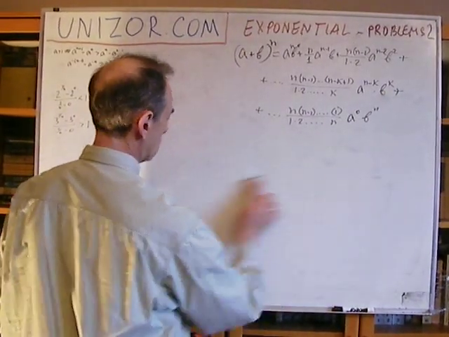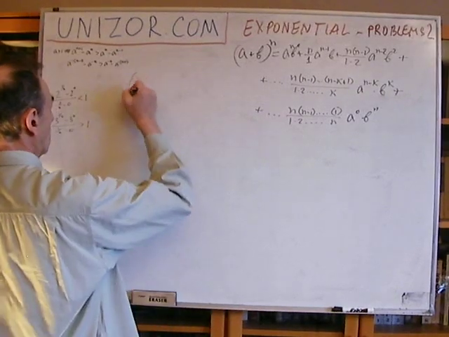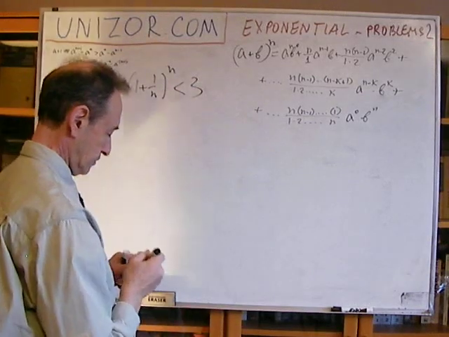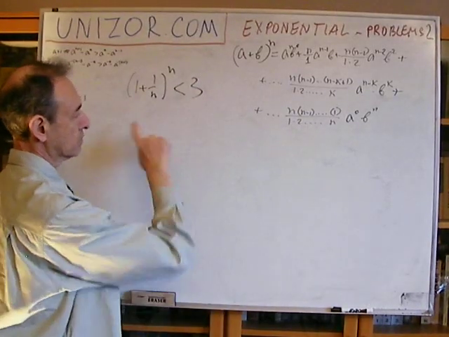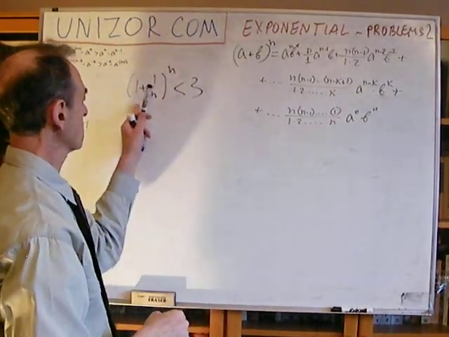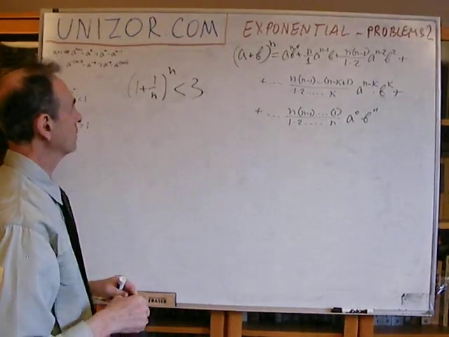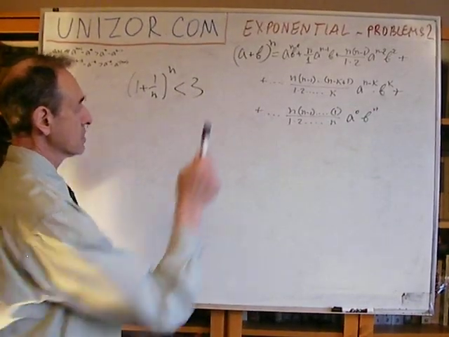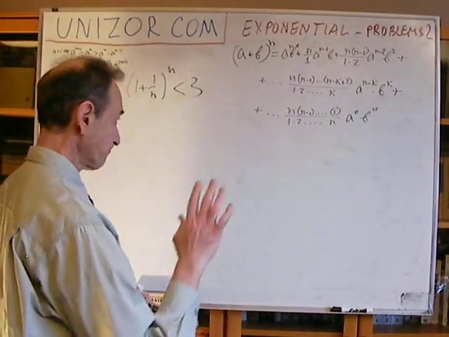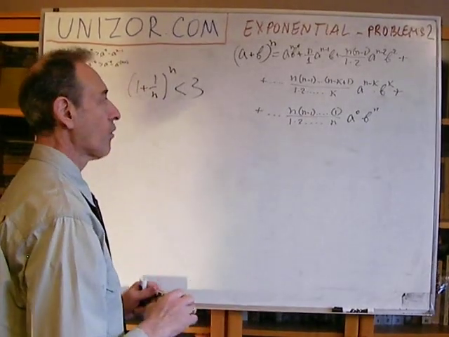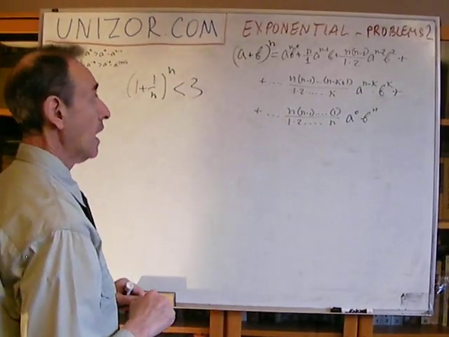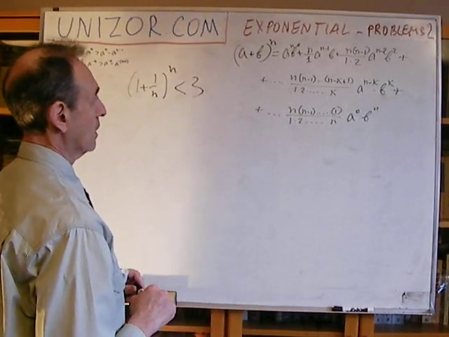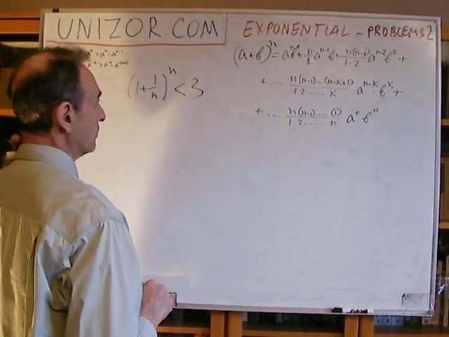So, let me just write it down on the left. 1 plus 1 over n to the nth degree should be less than 3. I reversed it, right? It would be 3 greater than this. I wrote it as 1 plus 1 over n to the power of n less than 3. Okay, how can I prove that? Using exactly the same formula. Now it's a little bit more difficult. However, not impossible.